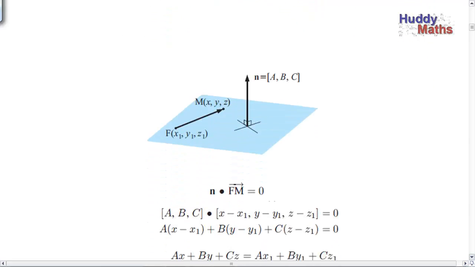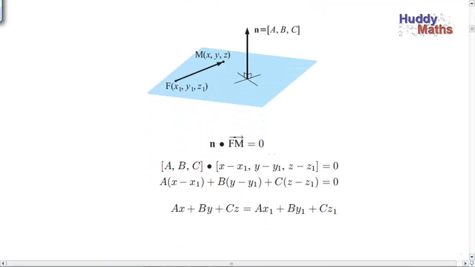So here it is. Screen clippings here from Hayes and Harris Publications, so have a look at their book. There's our little diagram, and of course here's the crucial step: the normal dotted with this general vector. I'm saying it's a general vector because I'm trying to find a rule for that general point X, Y, Z on that flat surface, defined by the normal to it. So the dot product is 0 because the n vector is normal to the plane, and this line is a general vector in the plane.